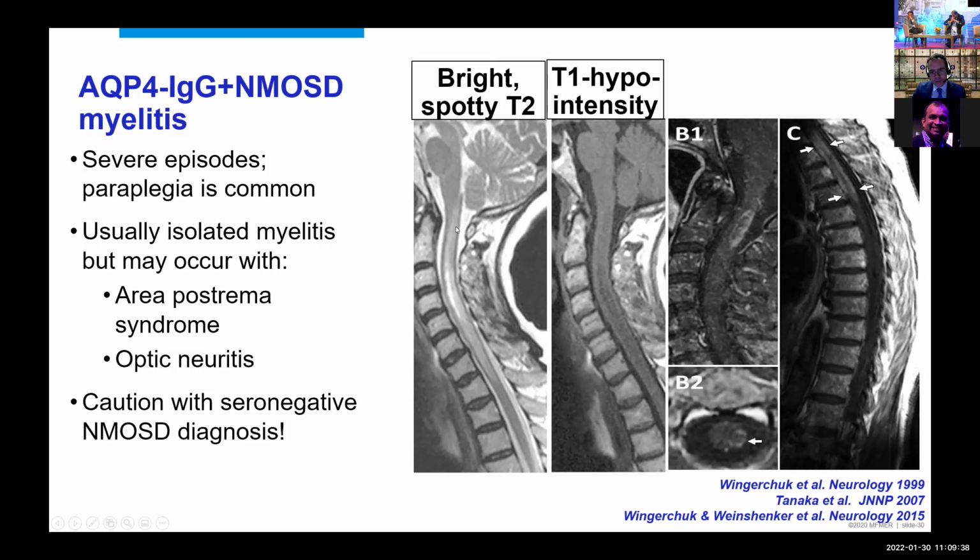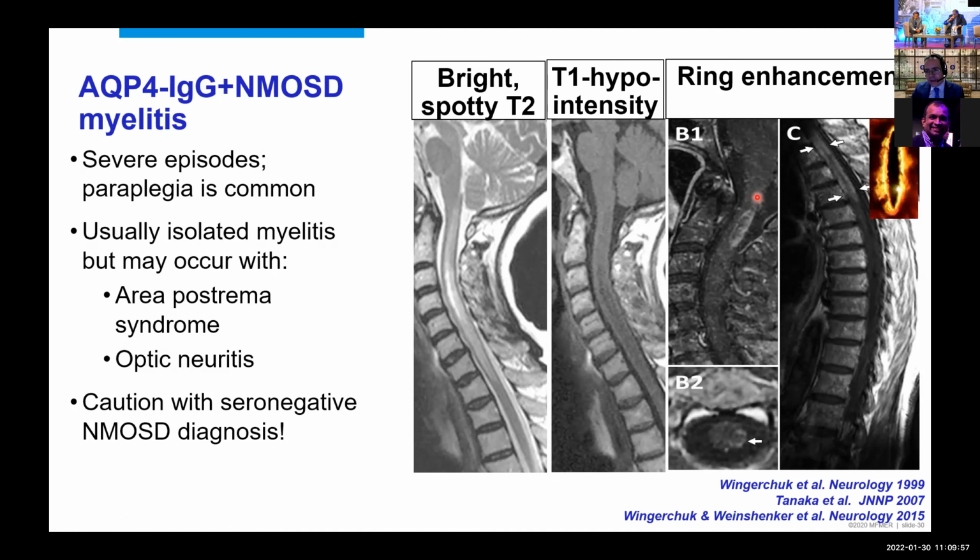There are some features of the T2 signal that can help you. Here you see a longitudinally extensive lesion, and then we see this bright spotty T2 area within it that is typical of aquaporin-4 antibodies. Sometimes we can see T1 hypointensity like we see here. And we can also sometimes see ring enhancement. So here we see an example of somewhat of an elongated or ring of enhancement. Or here we see a more obvious ring of enhancement, or an elongated lens shape enhancement here.